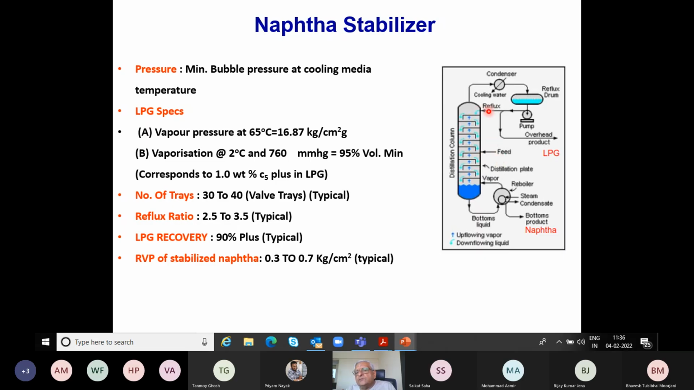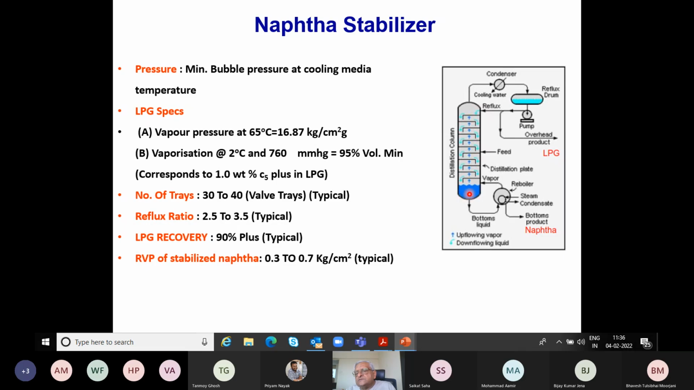So some part of the normal butane will actually go to the bottom, and some amount of isopentane will actually come with the LPG. So the number of theoretical stages that we provide and the reflux that we provide is actually the same. You can design this column based on the McCabe-Thiele diagram, no problem. And Raoult's law is completely applicable here.